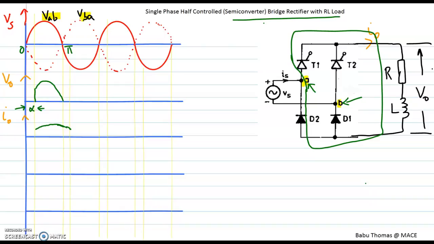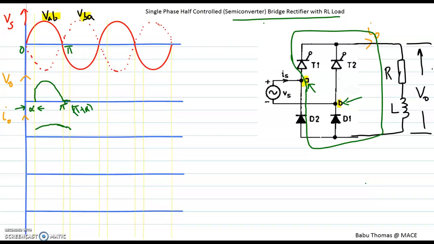So I can say from pi to the next firing angle, which is pi plus alpha, there is a freewheeling path which is appearing across the load. And this will make your output voltage V0 to be 0 from pi to pi plus alpha.